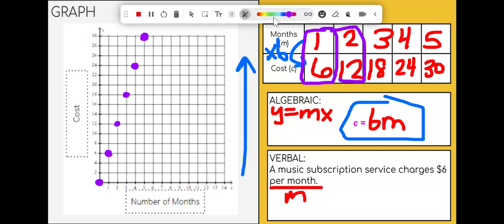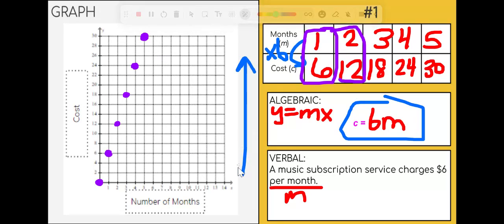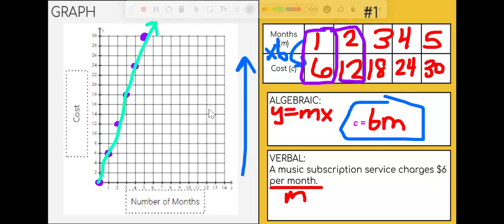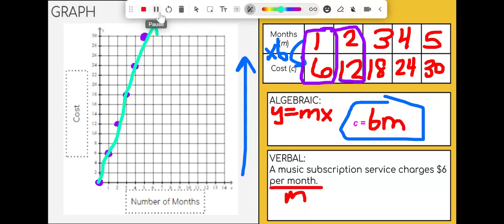Once you have your points, you're going to drag your arrow if you have an arrow, and if not, you're going to make an arrow that goes from 0, 0 through those points, like a connect the dots, all the way through your last point, like this. All right, mine's a little bit squiggly, but yours should be straight because you're using the arrow tool. Okay, and that's number 1. I'm going to keep on going.